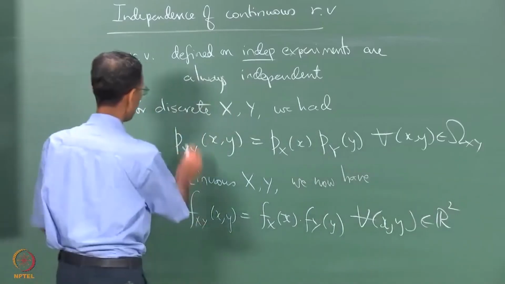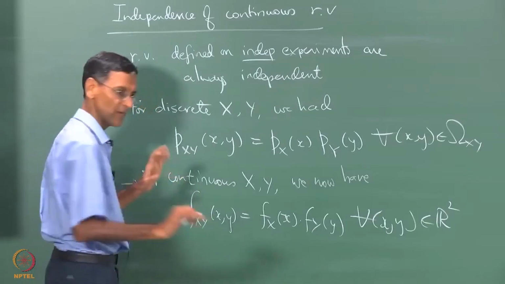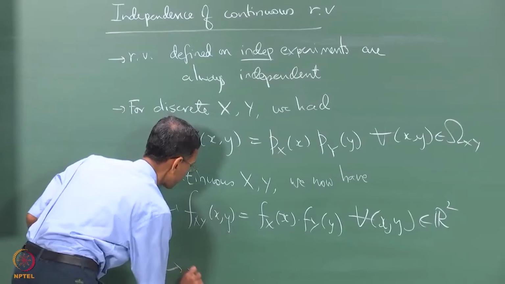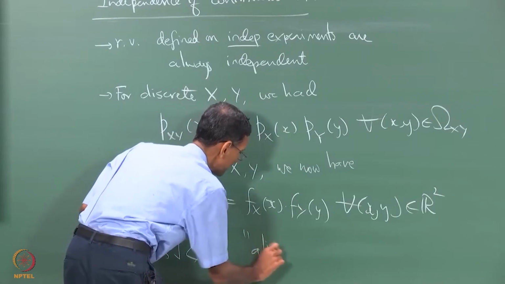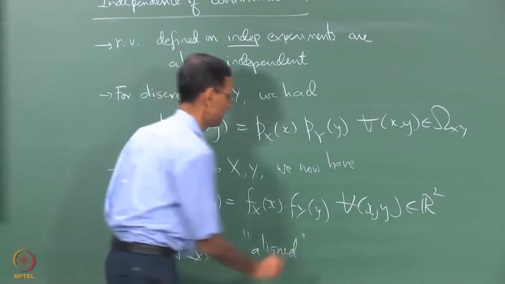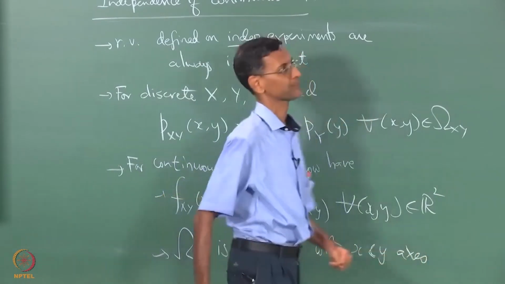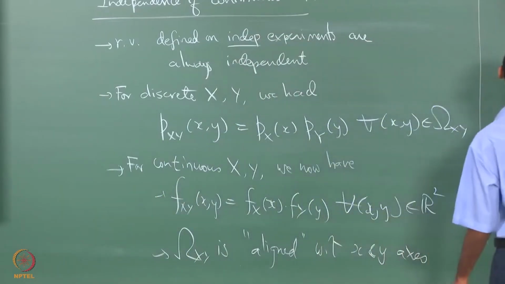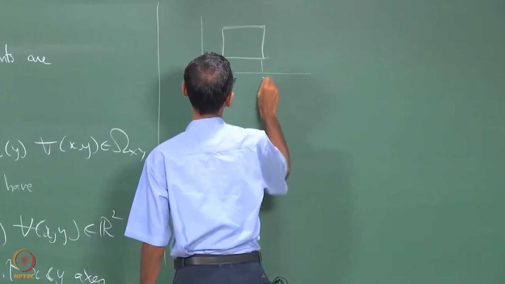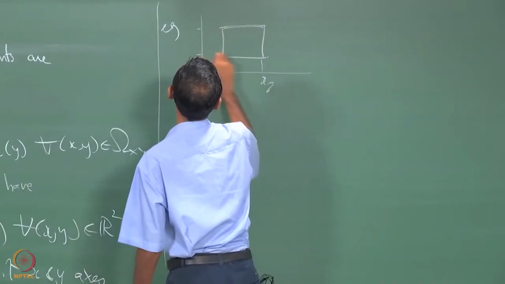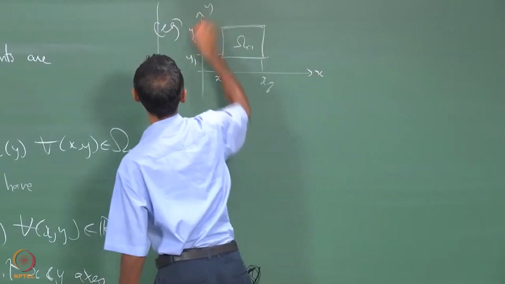So here you had a grid of points, a nice grid. Here you have a rectangle itself, or a union of aligned rectangles. Let me just say aligned with respect to the x and y axis. In other words, you can get a simple rectangle like this from x1 to x2, y1 to y2. This could be your omega xy. This is just an example of what I mean by aligned.